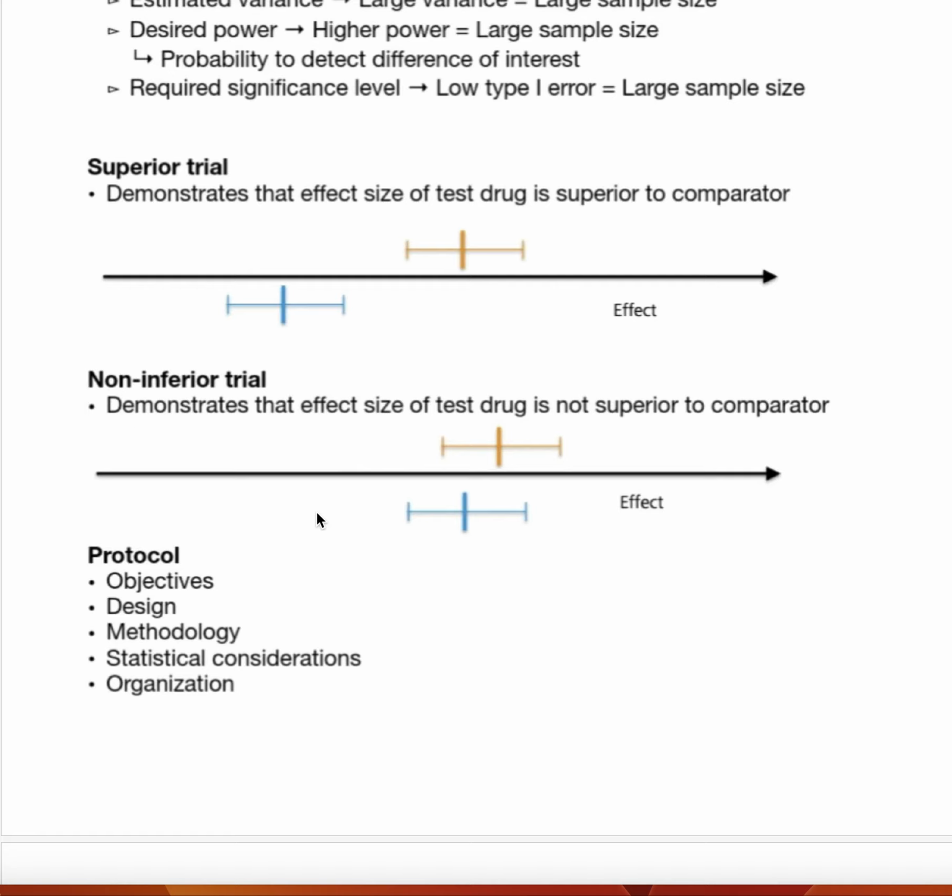Again, the superior trial demonstrates that the effect size of the tested drug is superior to the comparator, as we can see here from the drawing. The comparator is something that we compare to. And the non-inferior trial demonstrates that the effect size of the tested drug is not superior to the comparator. It will be as good as the existing drug.